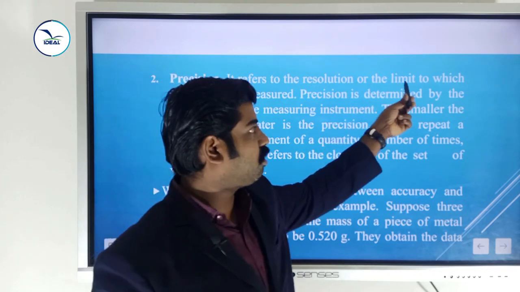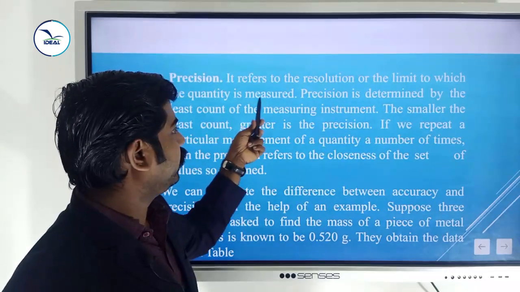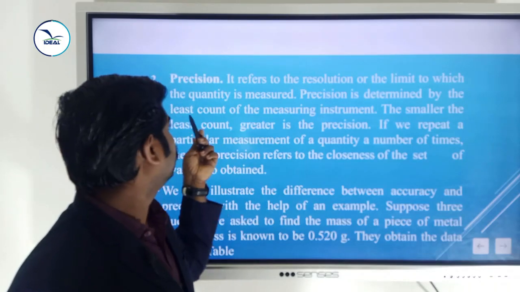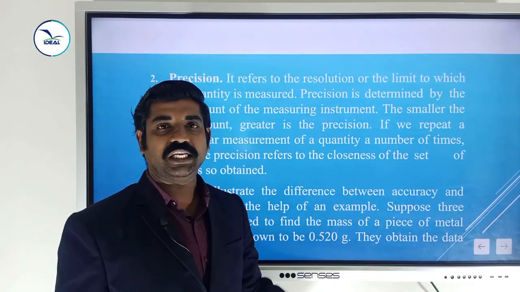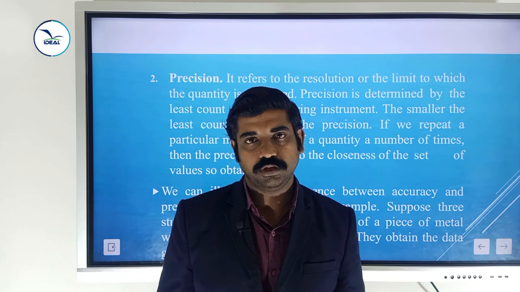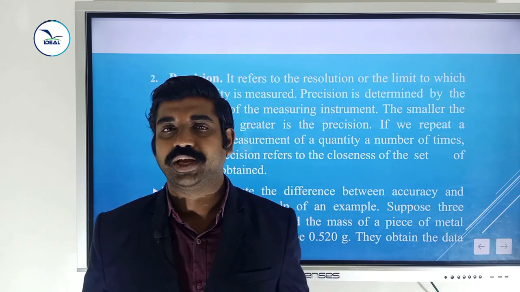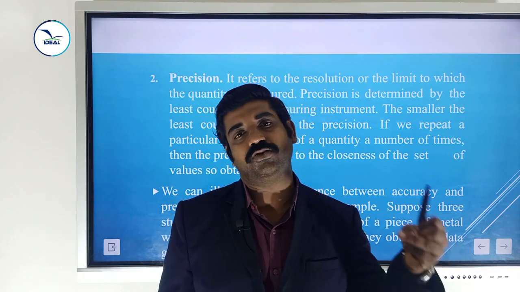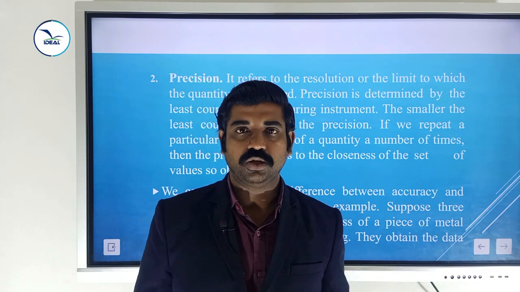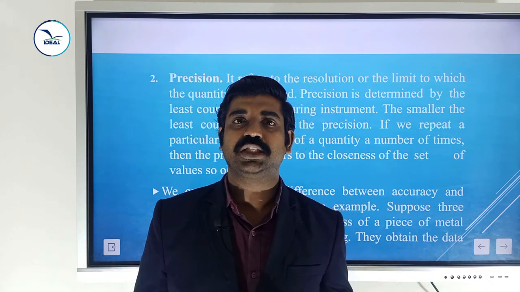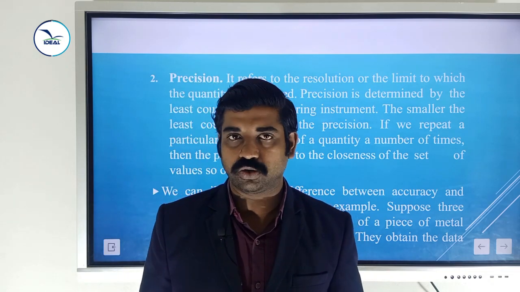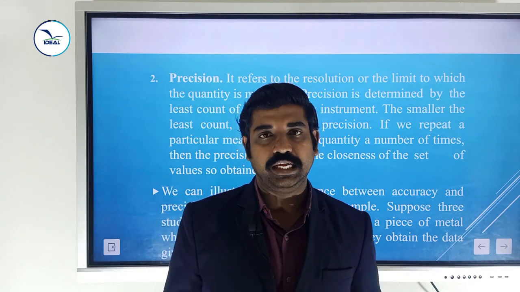At which resolution or limit the quantity is measured, that is determined by the precision. So precision is determined by the least count of a measuring instrument. I told about the meter scale and vernier scale. Here 0.1 is the least count of that meter scale. The least count is the smallest value that can be measured by using a measuring instrument. That is called a least count.